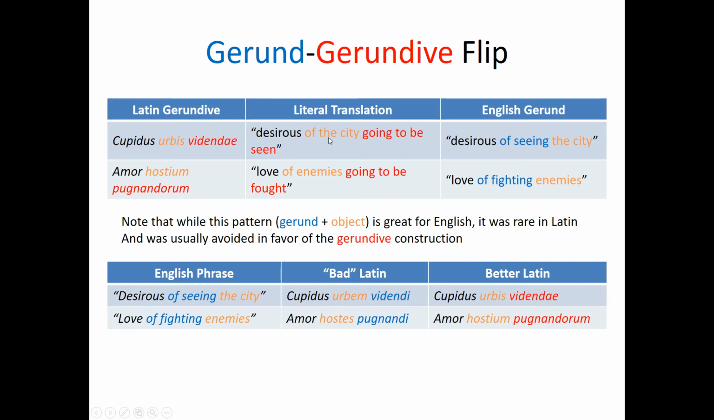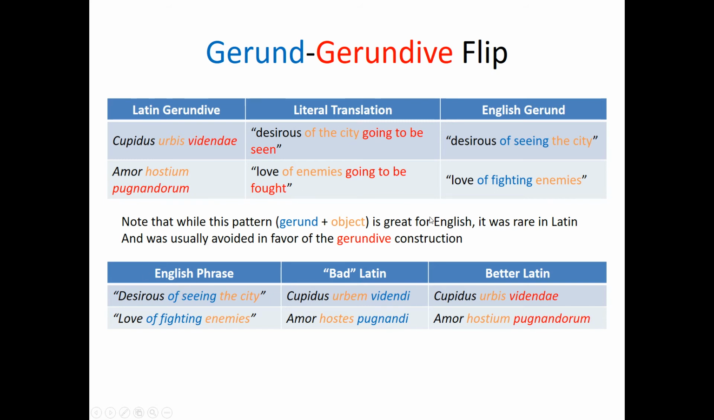Now you might say, why are we saying of seeing or of fighting? Why are the new gerunds in the genitive? Because the original constructions were in the genitive. Videndi and pugnandorum. Okay, these are genitive expressions. If this was dative or if this was whatever, we would use those instead. But here we have genitives, so we're going to do that.